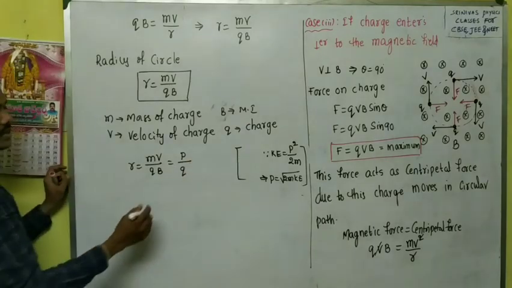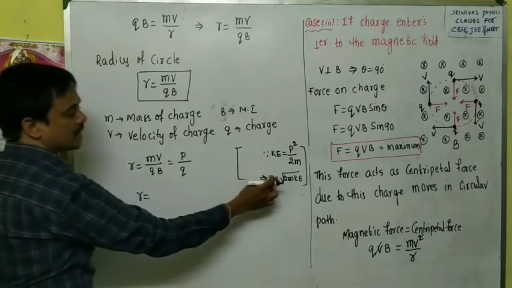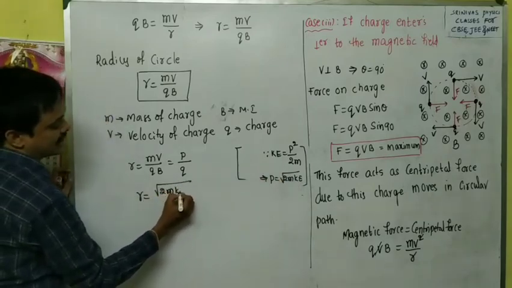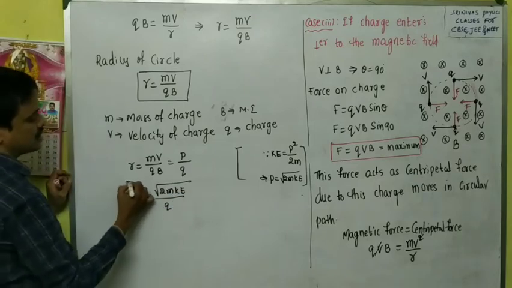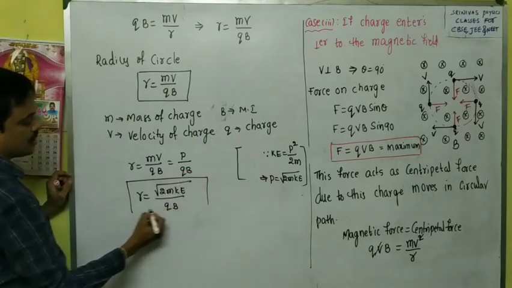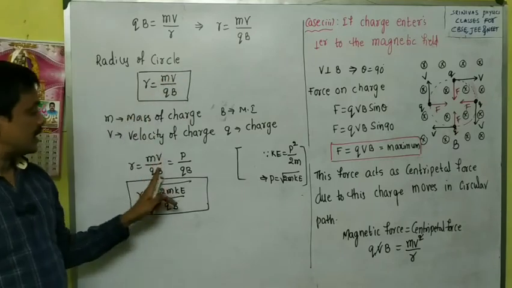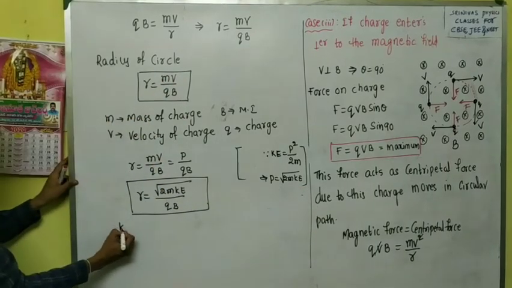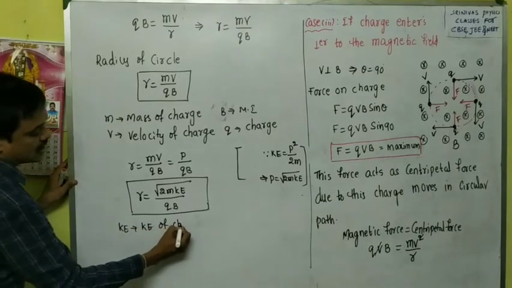Then we write r is equal to p by qb, but p is under root 2m KE, so r is equal to under root 2m KE by qb. What did I do here? mv I wrote as p, and p I wrote as under root 2m KE. What is KE here? Kinetic energy of the charged particle.